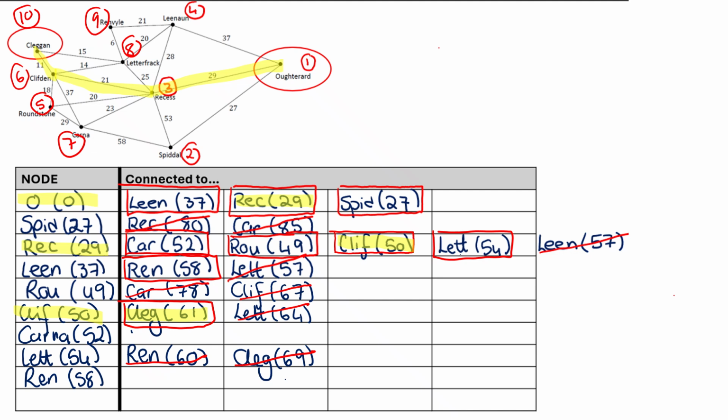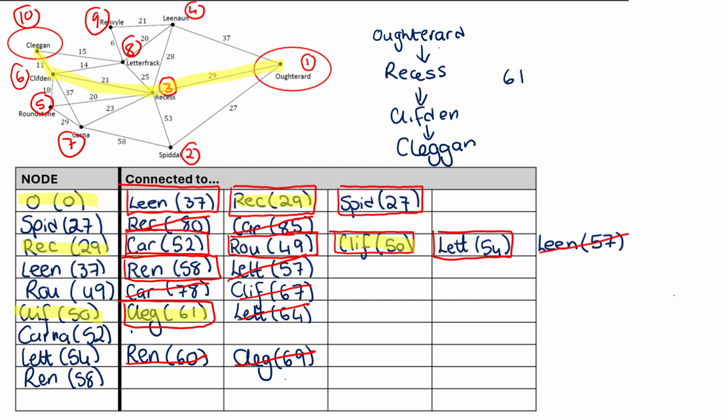So our shortest path is Utrecht, which in turn goes to Recess, which in turn goes to Clifton, which in turn goes to Cleggan. You can see by the end of that, I would definitely be confused if I hadn't very clearly circled my endpoint. And then the total distance there is going to be my 61 kilometers.